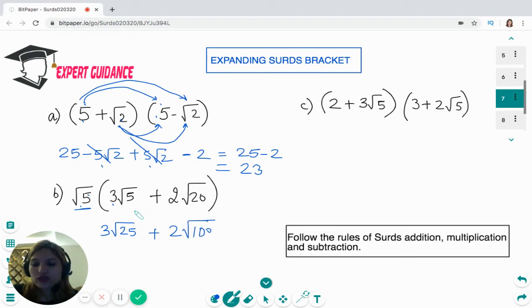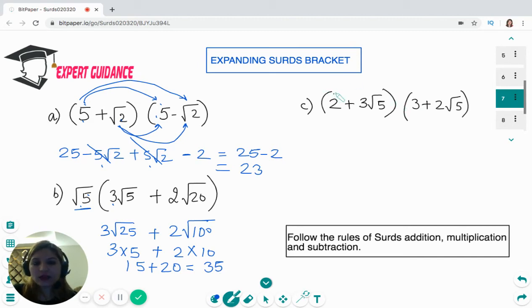Now square root 25 is 5 times 5, which means it is 5. So that is 15 times, square root 100 is 10. So we'll get 15 plus 20. So the answer is 35. Okay, so I hope this is clear to you. Now have a go at this last question.